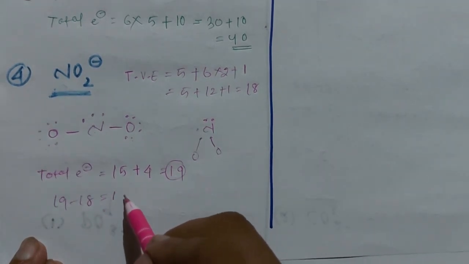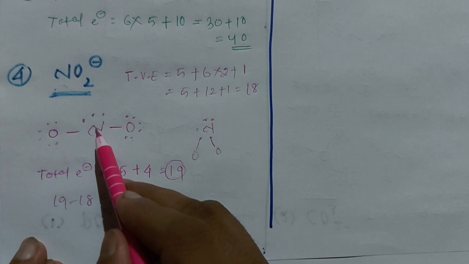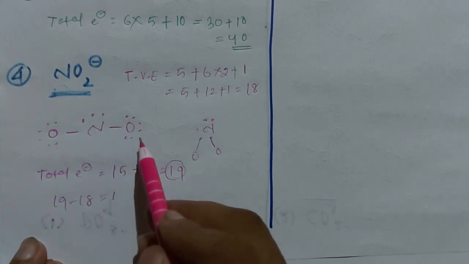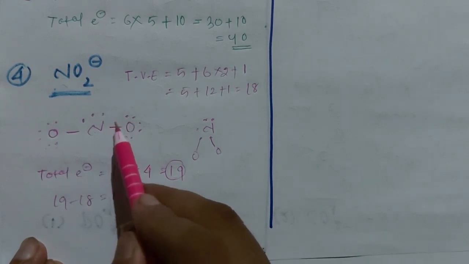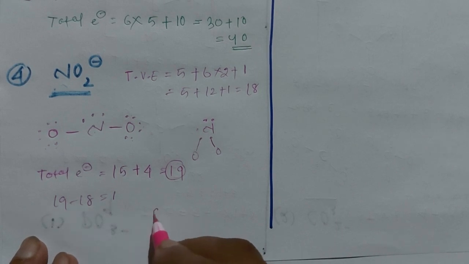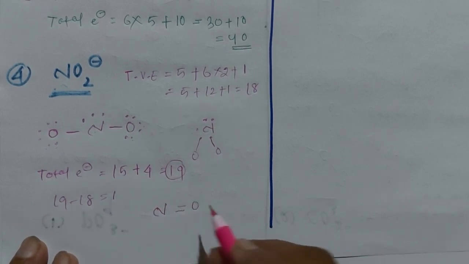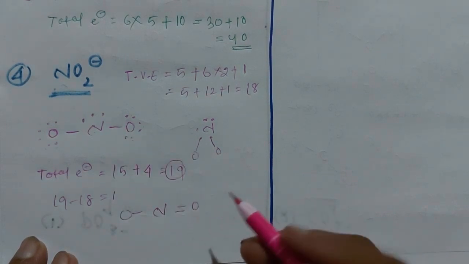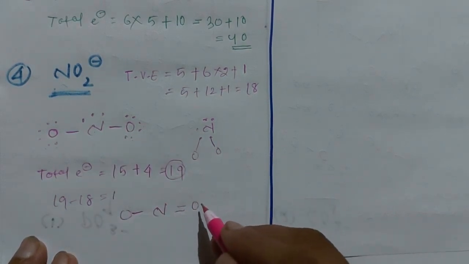Therefore, we will add 1 bond between the central atom, nitrogen, and oxygen. To either of the oxygens we will add 1 extra bond between the nitrogen and oxygen. So we will get the new structure like this. Here we will add 1 bond. Okay. Now we will fill the octet.